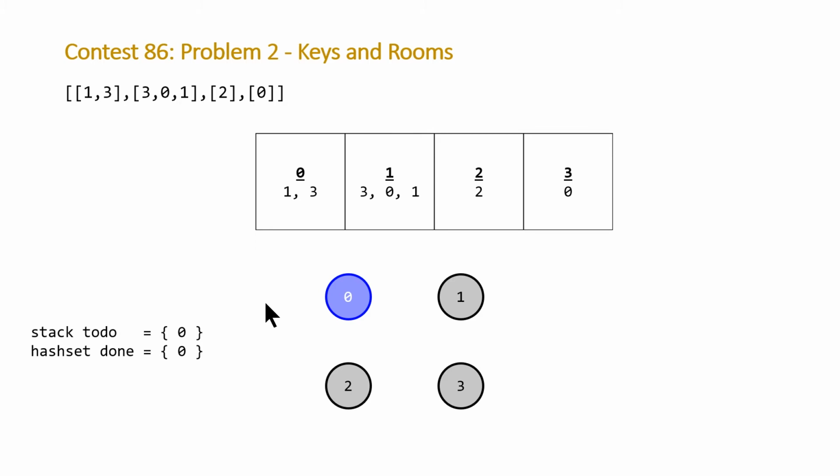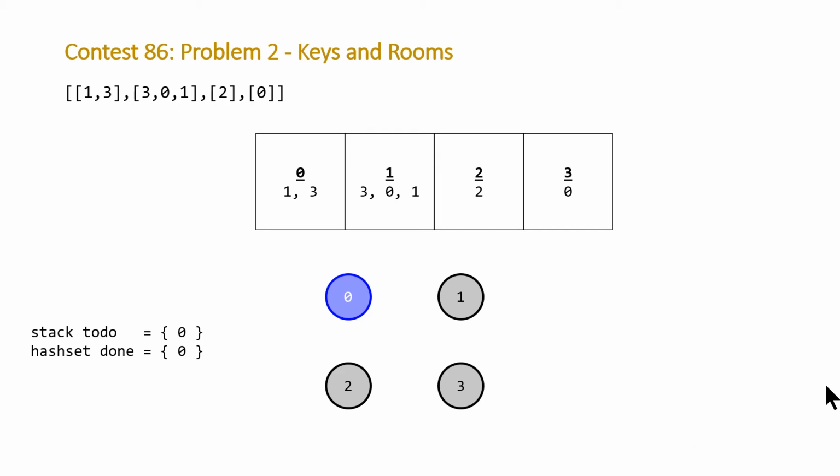You just need to check that you can get to every single room. So you'll do your DFS or your BFS, and then at the end of it, when you've explored all the rooms that you can explore, you will check to see whether your hash set done has size equal to the number of rooms. If so, you return true, meaning you could explore every single room. If not, you return false, meaning that you couldn't explore every single room.